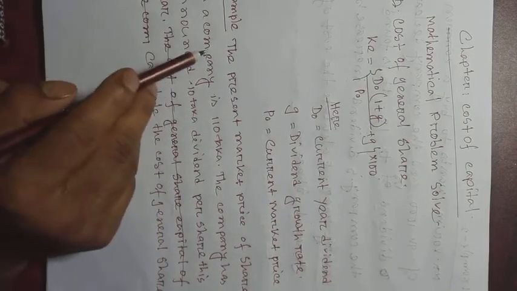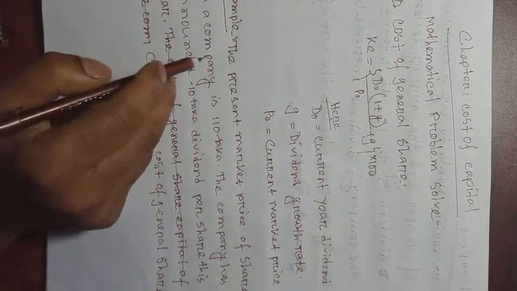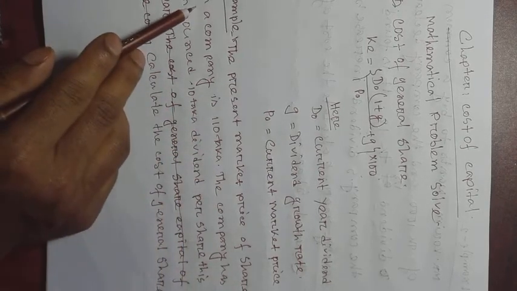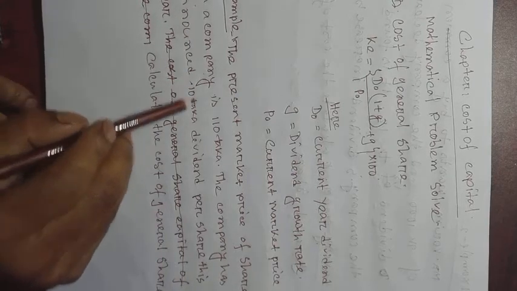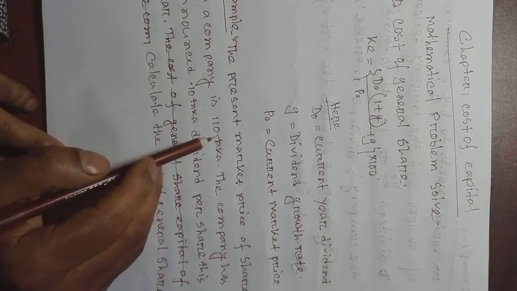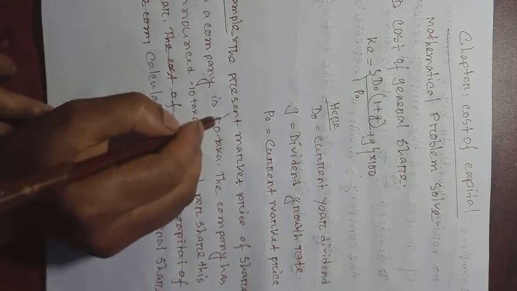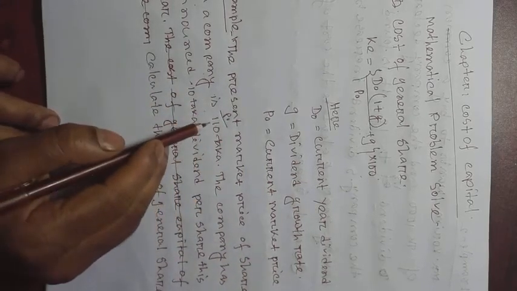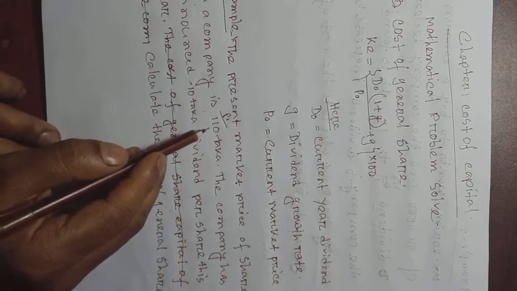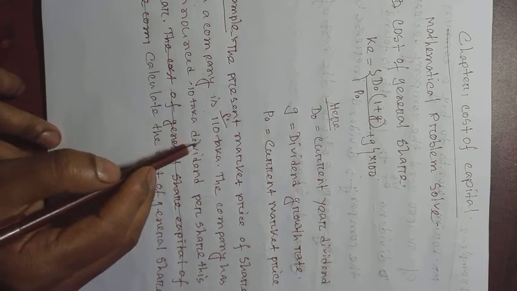At first, I will read some examples. This is the first example. Please pay attention. The present market price of a share in a company is 110 taka. Here the market price I am also denoting as P0, where P0 is equal to the current market price. I like to write P0 because market price is represented by the symbol P0. So here P0 is 110 taka.